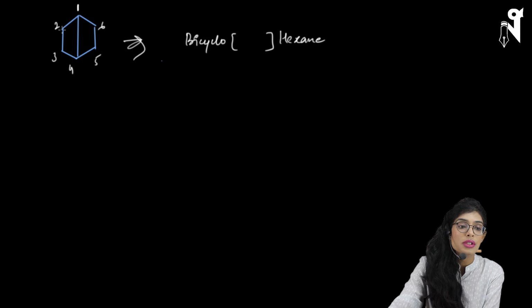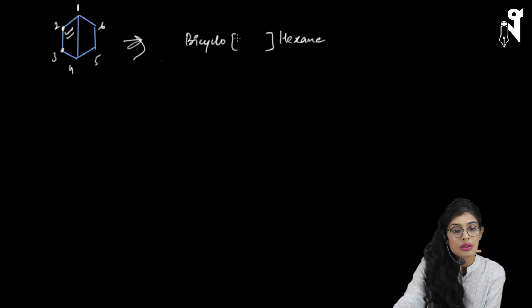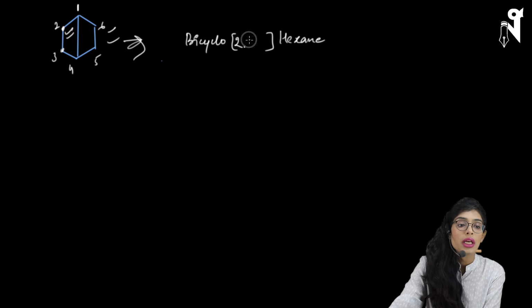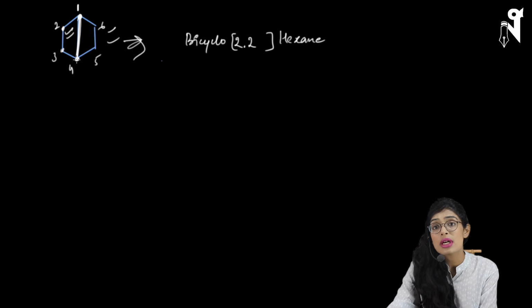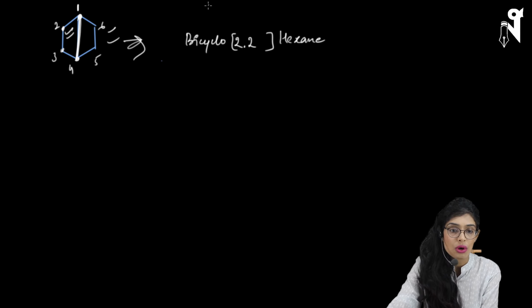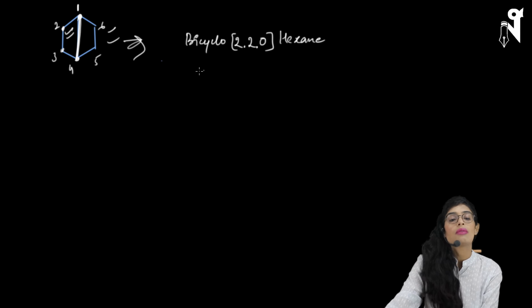How many uncommon carbons in the first ring? 1 and 2. 2 uncommon carbons. 2 uncommon carbons in the other ring also. And then in the bridge, is there any carbon which is not the bridgehead? No, 0 carbons apart from bridgehead. So 2.2.0. That's how the name will be.